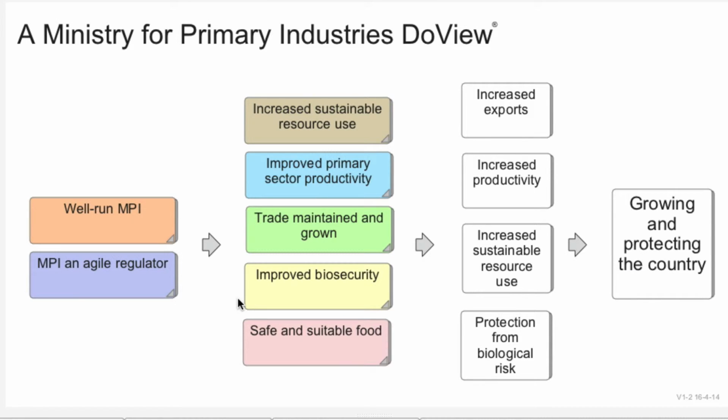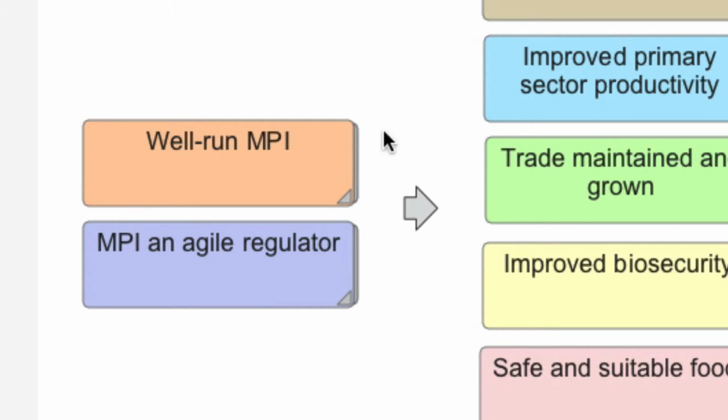So a quick look at a couple of examples here. We've got one for a ministry for primary industries. It's a left to right model which has been built in DoView. So on the right hand side is growing and protecting the country, and right over on the left here is things like a well-run ministry for primary industries, etc.